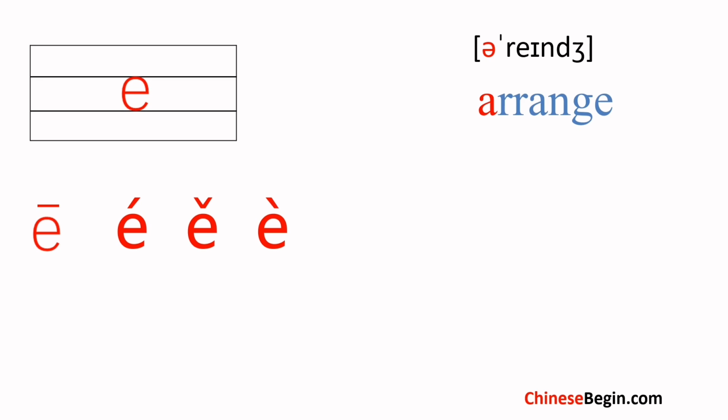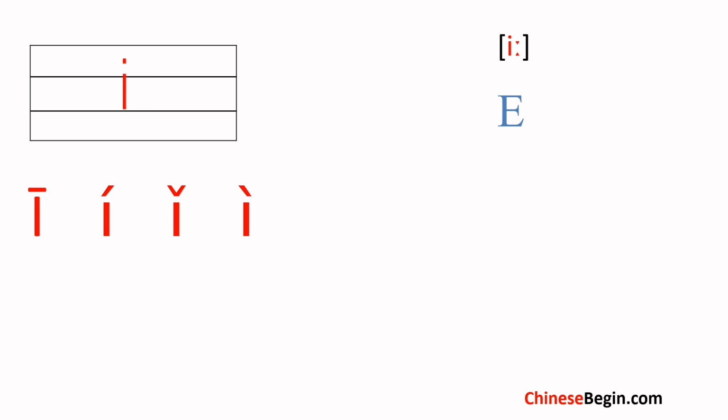Next one, the opening of the mouth is medium, the tongue position is also mid-high and slightly to the back, and the lips are unrounded. It sounds like u of "orange". Okay, please read after me. Uh, uh, uh, uh.